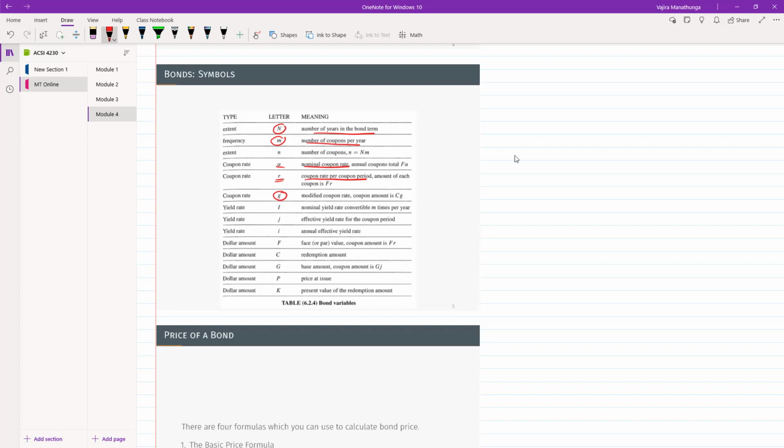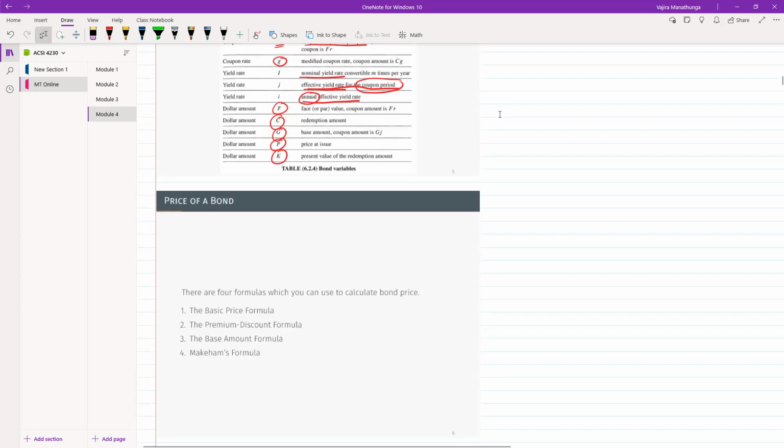You have the yield rate, nominal yield rate, and effective yield rate. So you have two different notations. J is an effective yield rate for the coupon period, and I is the annual effective yield rate. And you have face value, redemption amount, base amount, price at issue, and the present value of the redemption amount. So these quantities you need to remember when you're doing problems.